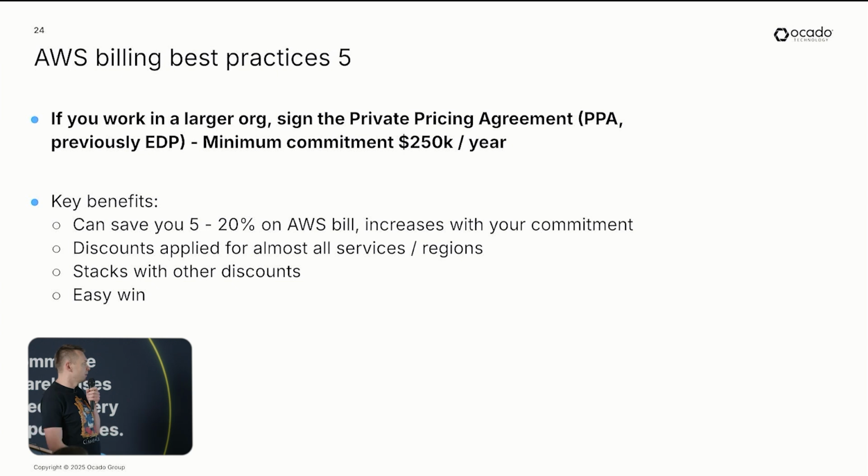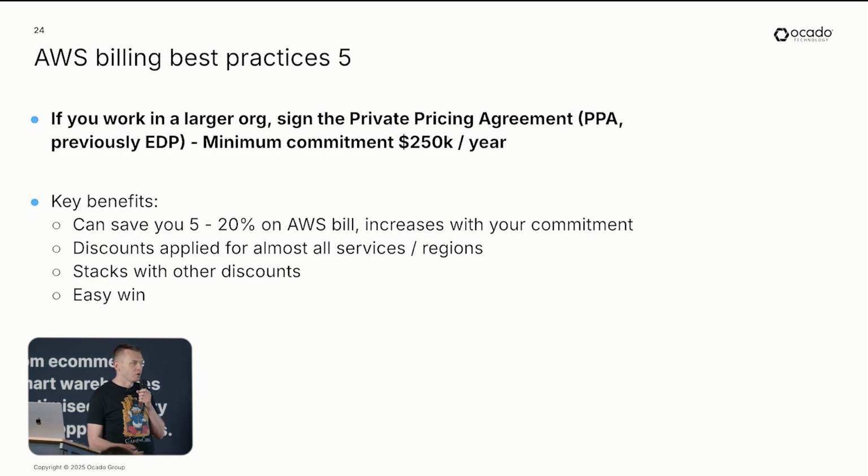Okay, so this is what it is. It's kind of like an agreement you can reach with AWS. It will probably require signing some papers, and you agree to pay a certain amount of money every single year spent on AWS, and they will give you some nice savings. The more you declare, the more the commitment is, the more savings you will get, typically between 5 and 20%. And those discounts are applied for almost all services in all regions. And even better, those will stack together with some other discounts. So, for example, if you are paying for spot instances, you will still get EDPs applied, PPA is now the name, applied on top of that. And it's just an easy win.